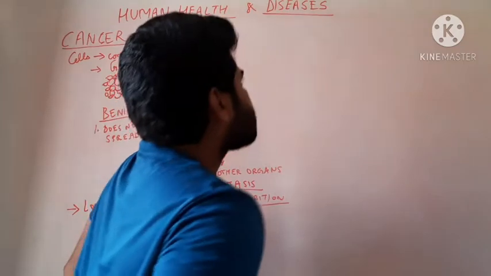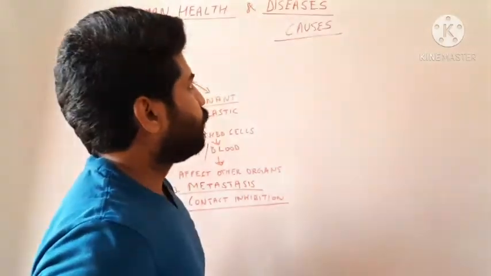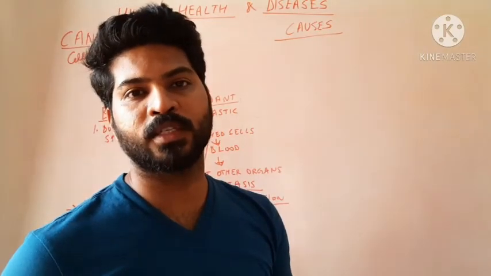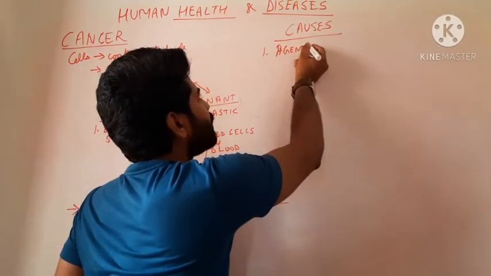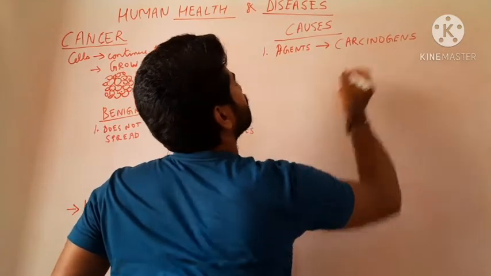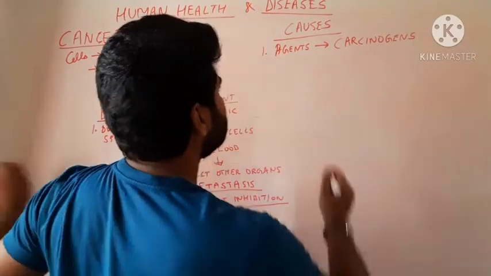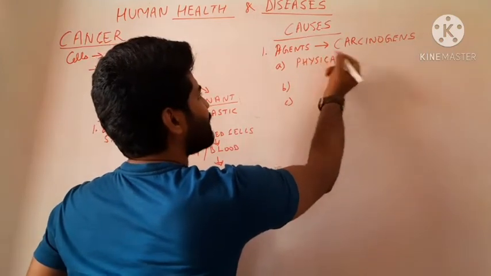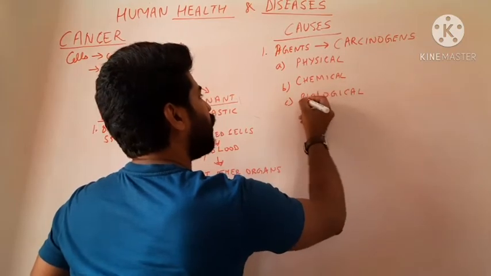What are the causes of cancer? What causes cancer? More often than not, there is a change in the gene due to a mutation which will start this process of uncontrolled division. The agents which are responsible for causing cancer are called carcinogens. So carcinogens are the ones that are responsible for causing cancer. These agents could be studied under three broad heads: physical agents, chemical agents, and biological agents. All these are capable of causing cancer.